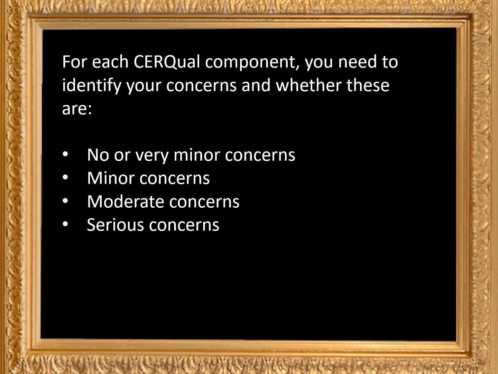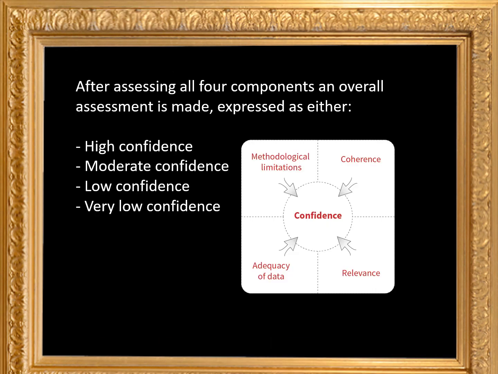So for each of these 4 CERQual components, you need to identify your concerns and decide whether you have no or very minor concerns, moderate concerns, or serious concerns. And after assessing all 4 components, you then make an overall assessment. So you either have high, moderate, low, or very low confidence in the finding.